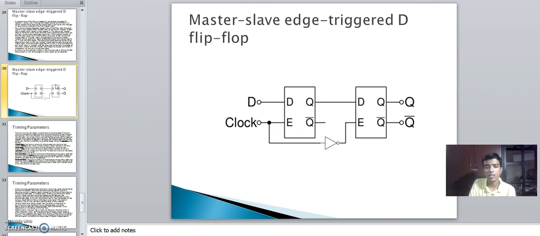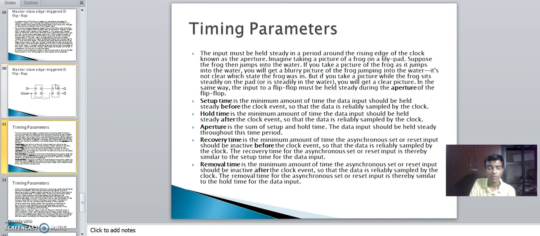This is the image of a master-slave edge triggered D flip-flop. This is a negative edge triggered D flip-flop. Next, we move on to timing parameters.